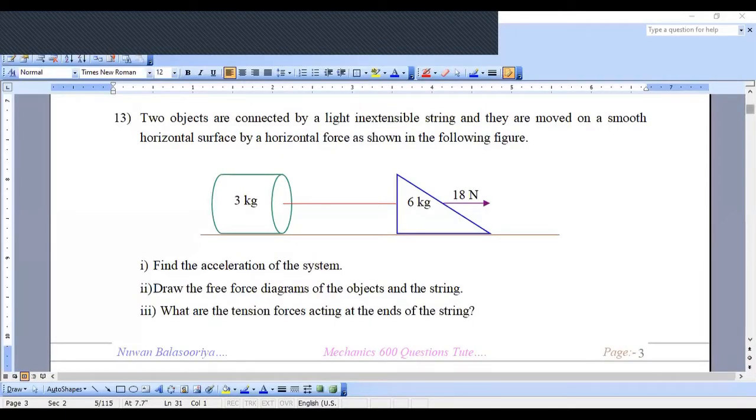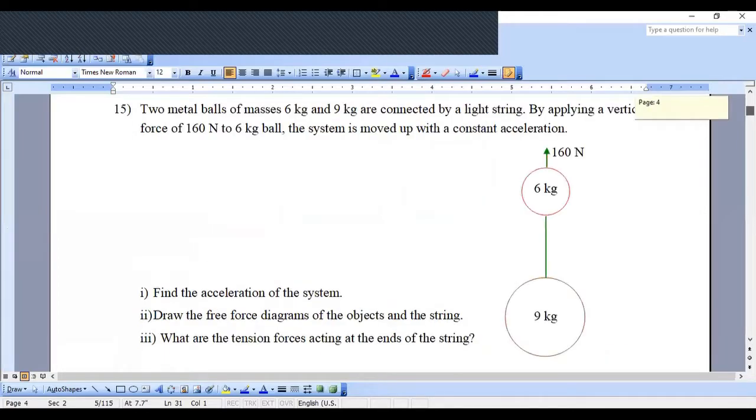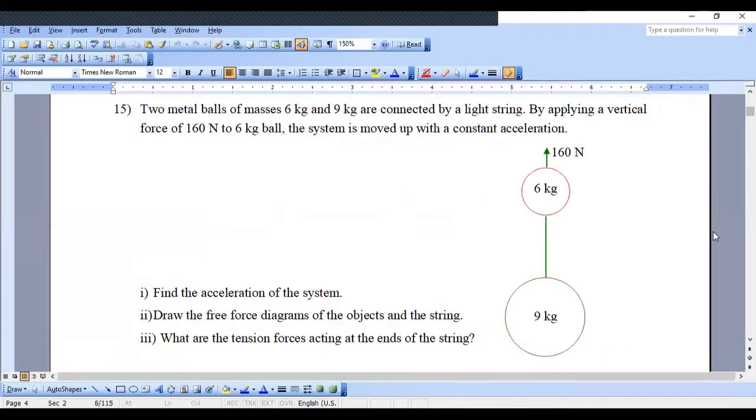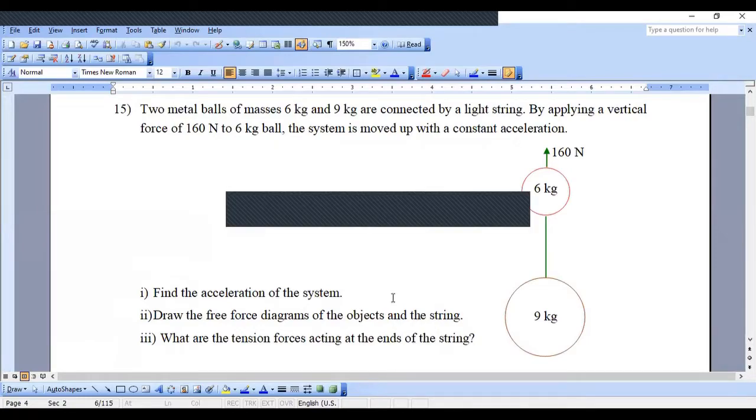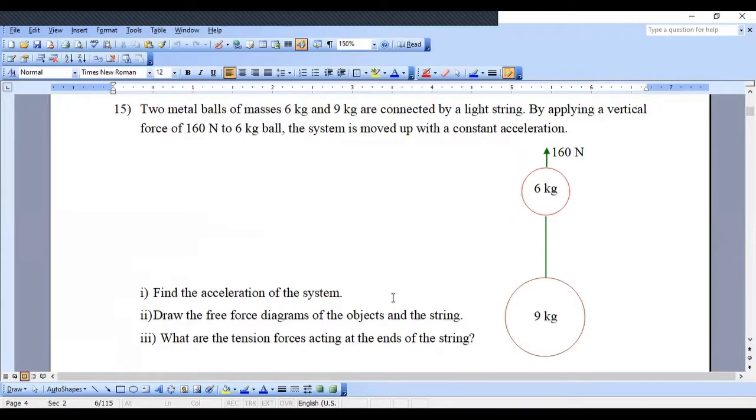Question number 13 we completed, 14 completed, now 15. Roman number 1, find the acceleration of the system. We have answered it, right? We have found the acceleration of the system. Somebody unmute the mic and read Roman number 2 and Roman number 3.